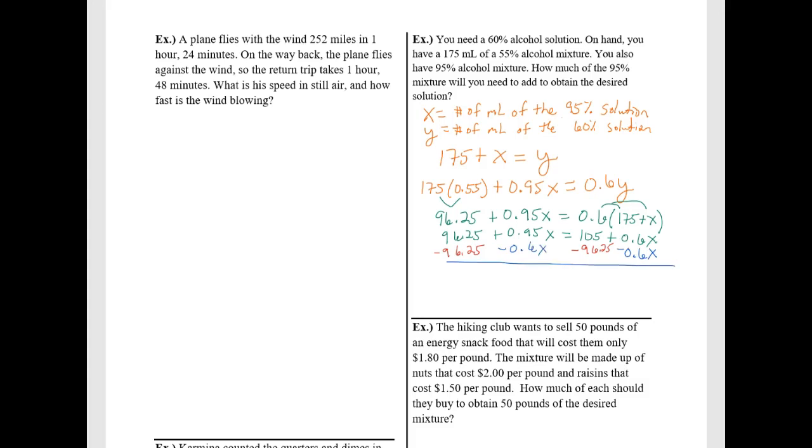Combining our like terms. I moved this positive 96.25 by subtracting it, and did it to both sides of the equation. I moved this positive 0.6x by subtracting it. And I can look at what's left.